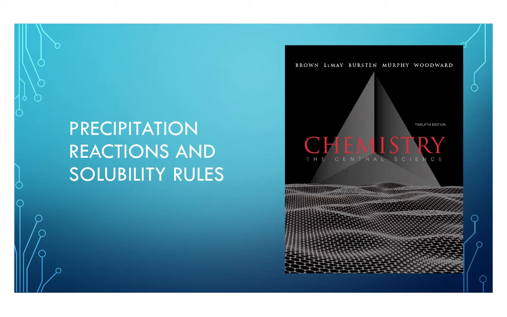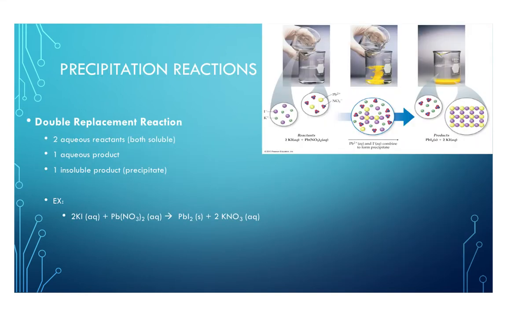This set of notes introduces precipitation reactions and solubility rules. Before stoichiometry, we talked about three patterns of reactivity: synthesis, decomposition, and combustion. Precipitation reactions are another pattern of chemical reaction known as the double replacement reaction.